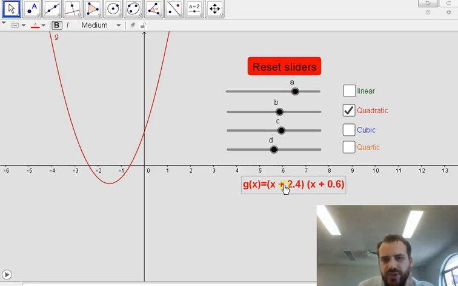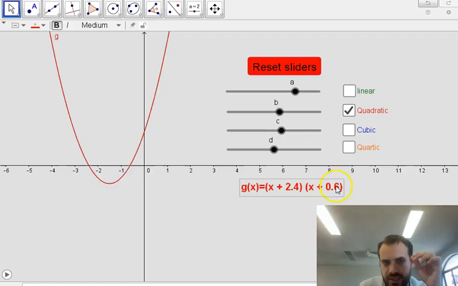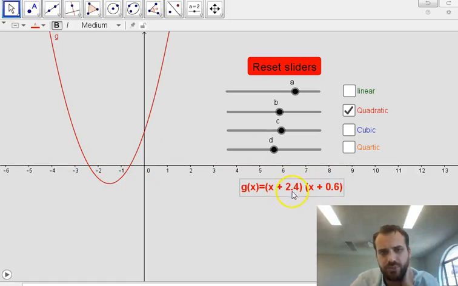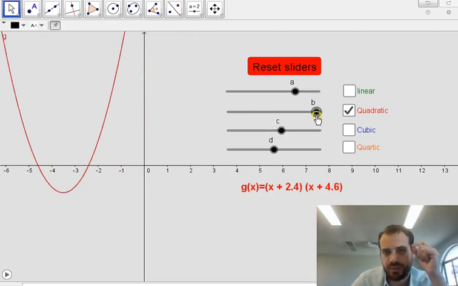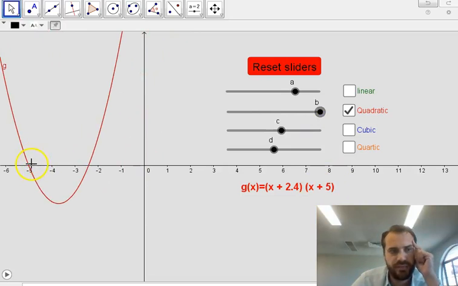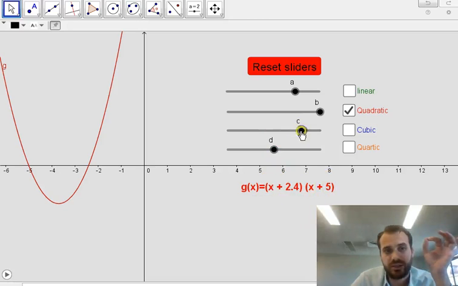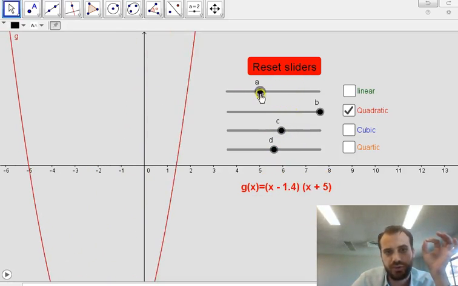end up with is this function here, x plus 2.4 in brackets times x plus 0.6. Now, hopefully, while you were investigating this, you should have noticed that plus 2.4 lines up with this point here. That's negative 2.4. And this point here, negative 0.6, lines up with this point here, 0.6. And so, if those numbers increase, if that's x plus 5, then it lines up with negative 0.5. And so this b value and this c value, the thing in the brackets that's added to x, is directly affecting the roots of this equation.